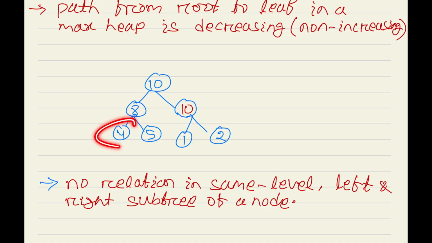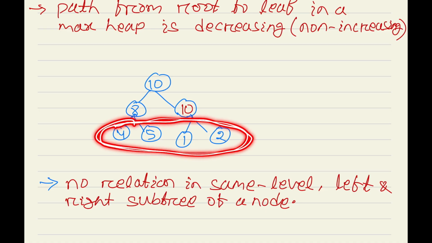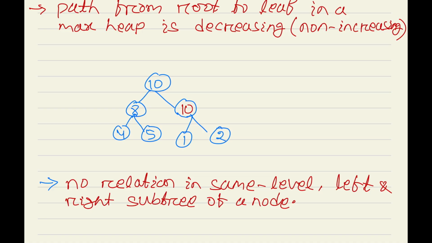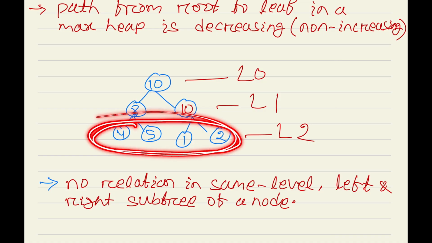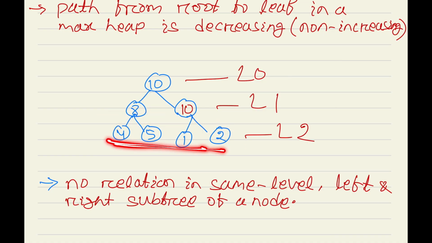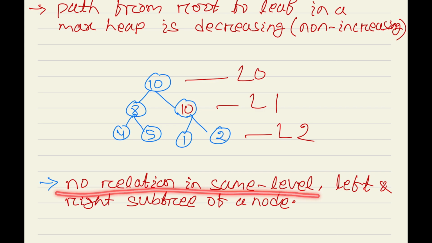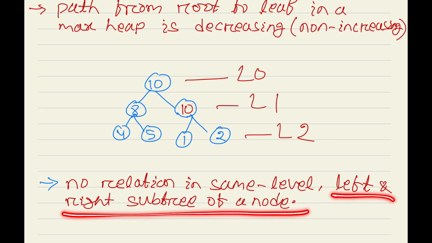Similarly, this is another level. If I say this is level 0, this is level 1, this is level 2, there is no relation between the nodes that are in level 2. We cannot say which one is larger or which one is smaller. It is not defined. So here you can see this point: no relation in the same level or between the left and right subtree of a node.